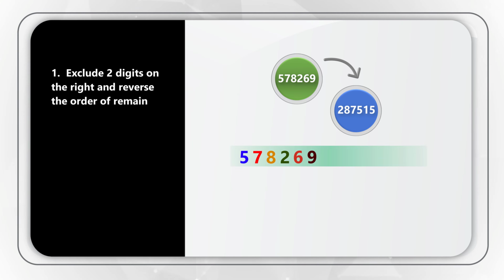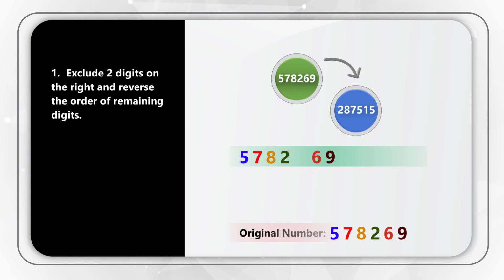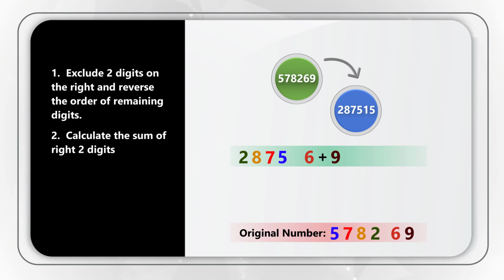Step 1. We need to exclude 2 digits on the right and reverse the order of the remaining digits. For example, the original number is 5782 and then 2 digits 69. We separate 69 and then reverse the order and the number becomes 2875, and then we do the remaining calculations with the numbers 6 and 9. And the calculations are very simple. We basically add 6 plus 9, and the end result of it is 15.